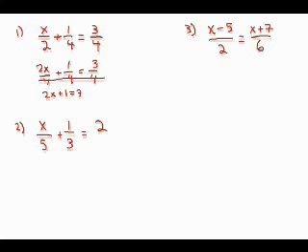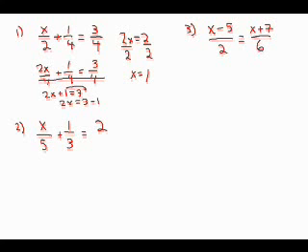So what we're going to do here is go ahead and now just isolate the variable, bring plus 1 over to the other side, so we have 2x equals 3 minus 1. We can simplify that. 3 minus 1 is 2, so we have 2x equals 2. Divide both sides by 2, and you end up with x equals 1.